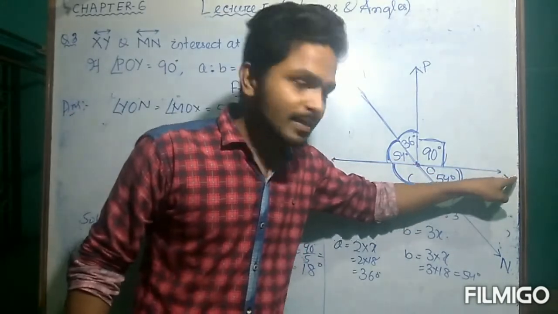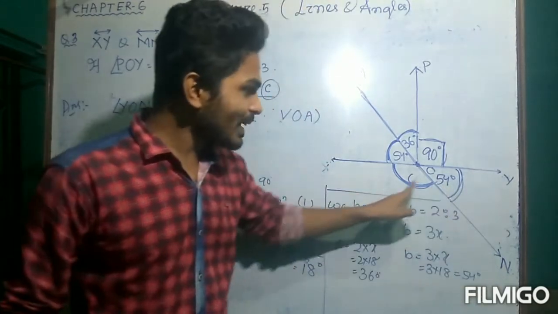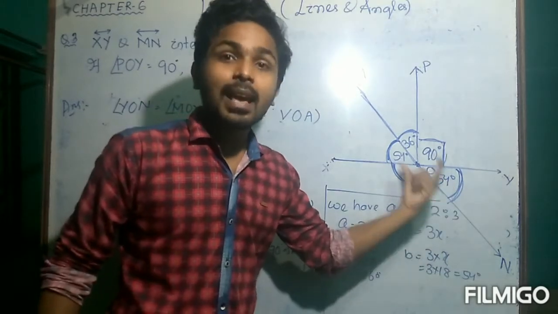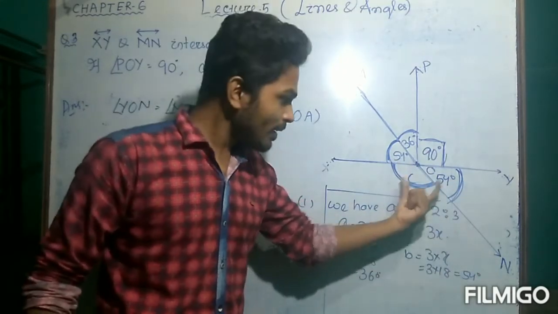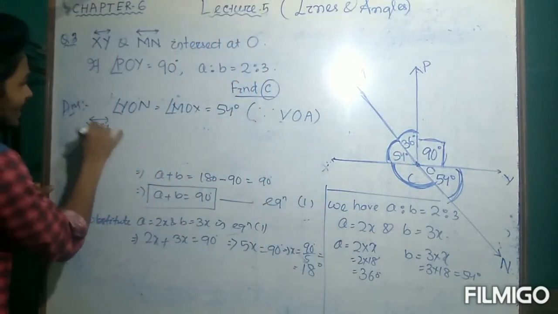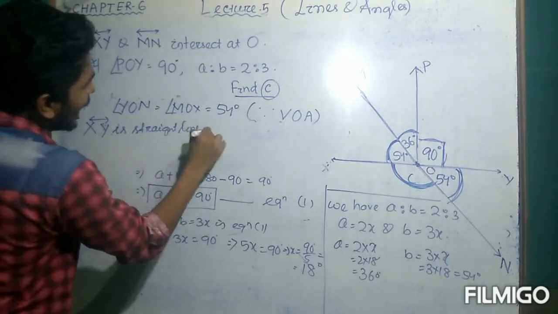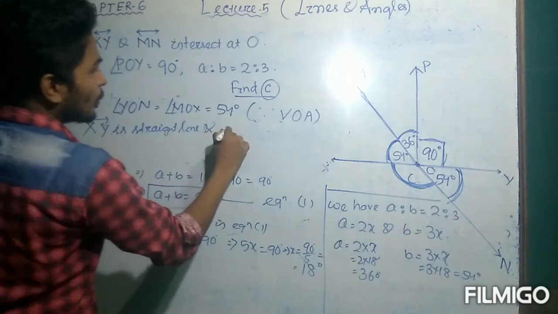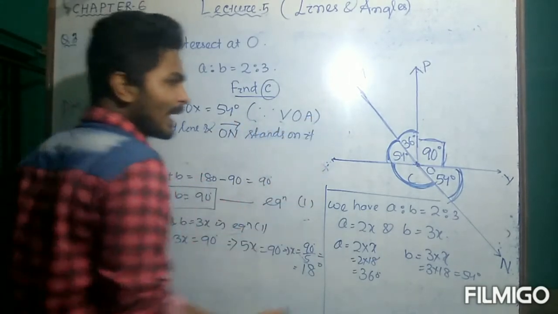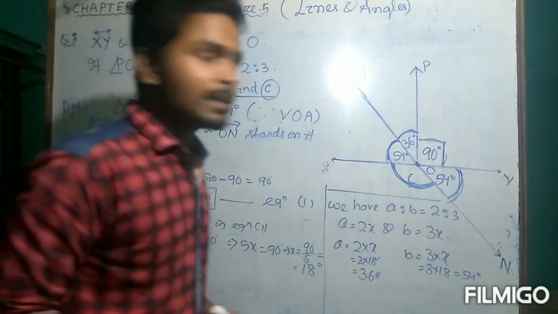XY is a straight line or not? Yes. Then on this straight line, if ON is a ray which stands on it, then how many angles do you find? Two angles you find. One angle and two angles. Now these two angles are known as linear pair angles, and you know the sum of two linear pair angles is equal to 180 degree. So write it, XY is a straight line and ON ray stands on it. So you get two angles, and these two angles are linear pair angles, and the sum of these two linear pair angles is equal to 180 degree.